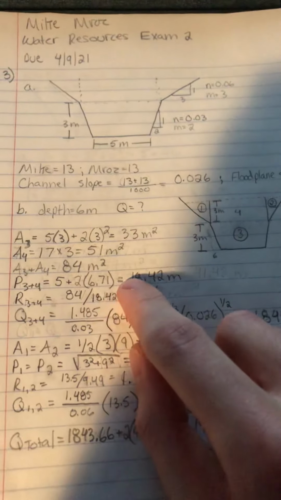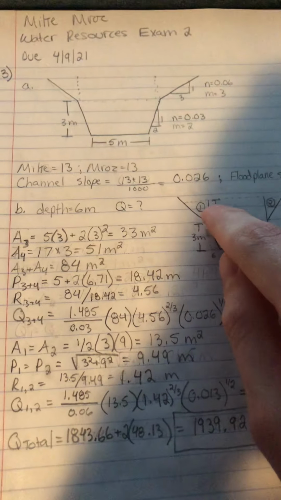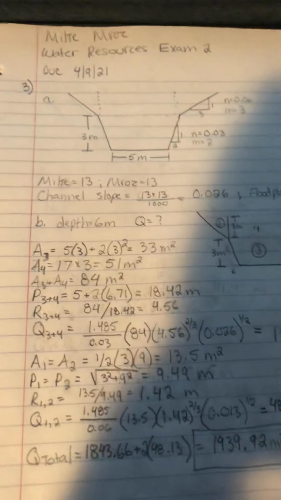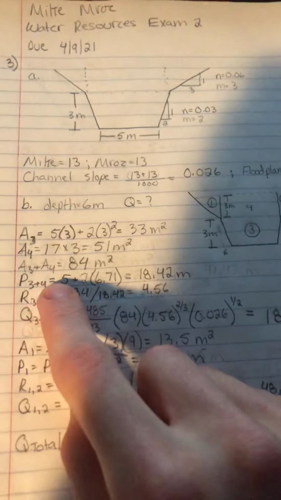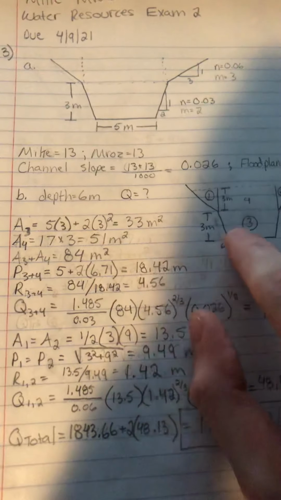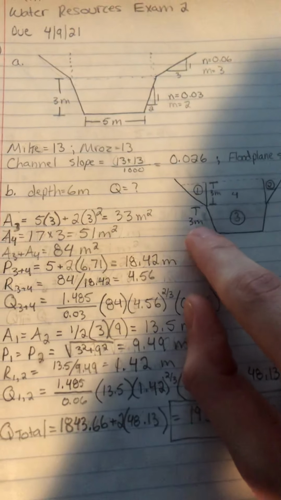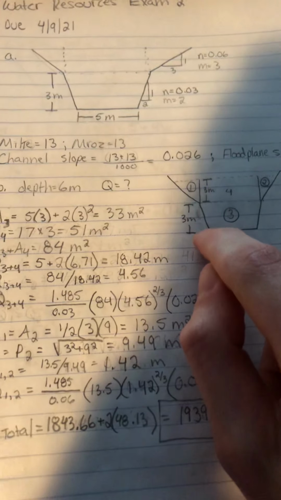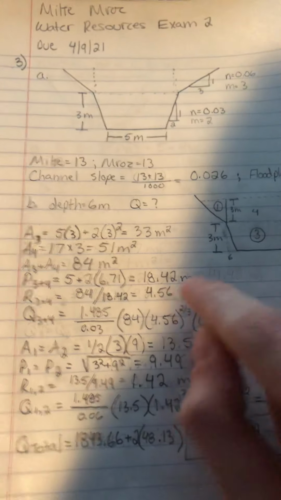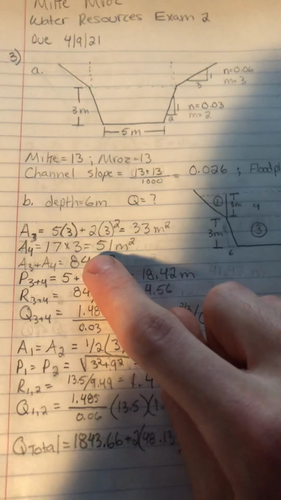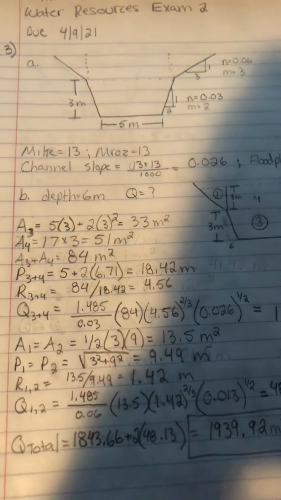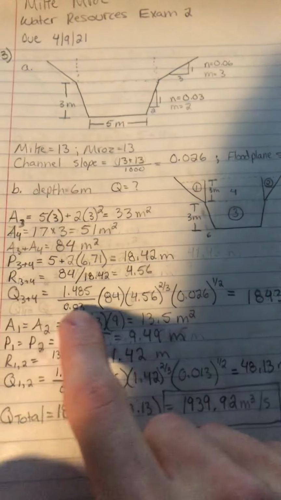So then for the perimeter, there's some erasing here because I made some mistakes. I counted this line and this line and this line as part of the perimeter, which is wrong, and I'm happy I caught that. So then the perimeter for this section is just this line and this line. So it's 5 plus the base plus 2 of these sides. The side is 6.71. I calculated that by making a triangle here. And that's 18.42 meters. So then the R is the total area over the total perimeter, so it's 4.56. And then I found the Q, plugged everything in.